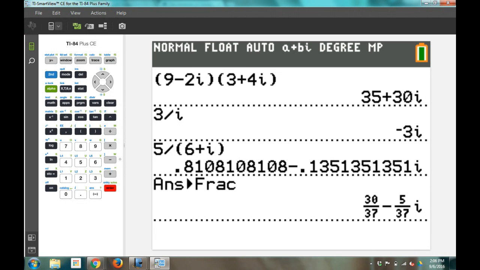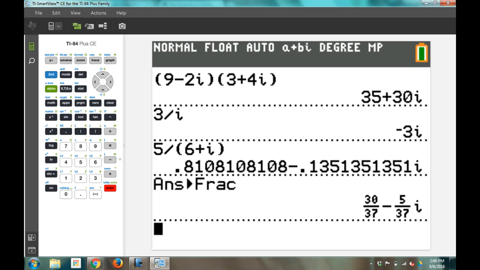If you don't put the bottom part in parentheses, it does it wrong. It reads it as 3 over 6 plus i, which would be 1/2 or 0.5 plus i. So you got to put the denominator in parentheses if there's more than one. So just be careful of that. That's one of the, I guess, nuances of the calculator.